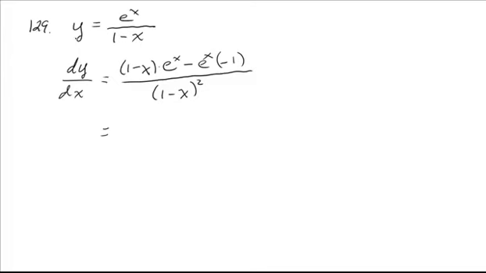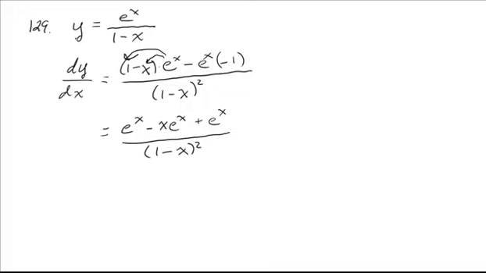Now, we'll see if we can do any simplifying. First off, let's get rid of parentheses. We'll distribute this e to the x, so e to the x times 1 is e to the x, minus x e to the x. And then we have a minus e to the x times a negative 1. So that's going to be plus e to the x, all over 1 minus x, the quantity squared.